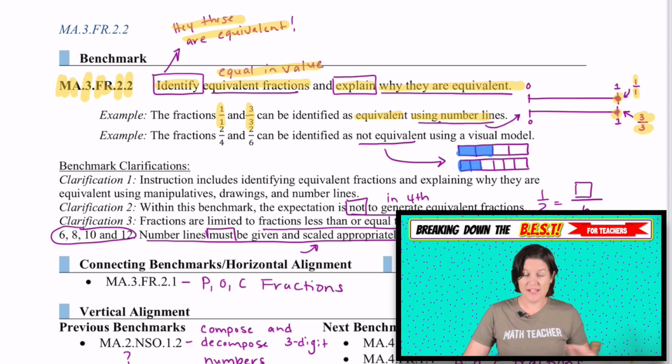We could also say that the fractions 2/4 and 2/6 can be identified as not equivalent using a visual model. Here is 2/4 and here is 2/6. And you can see they are the same size whole, but 2/4 is greater than 2/6.